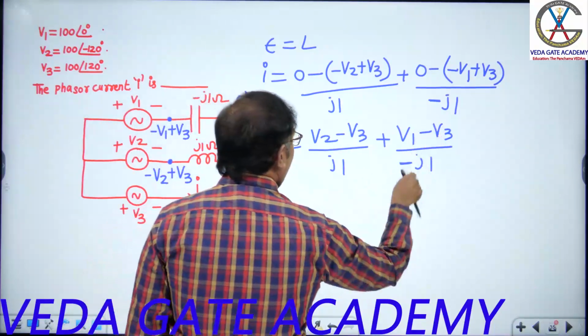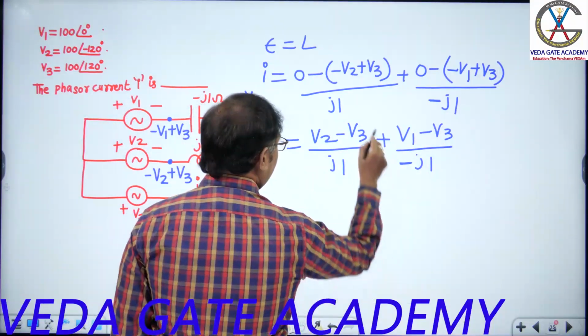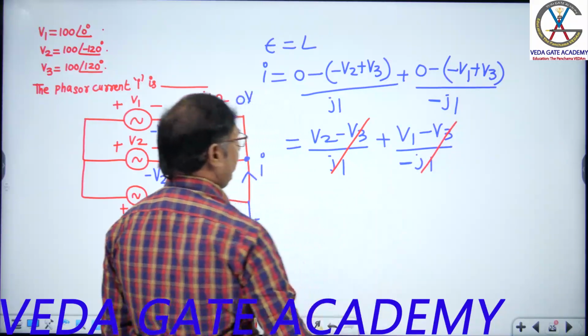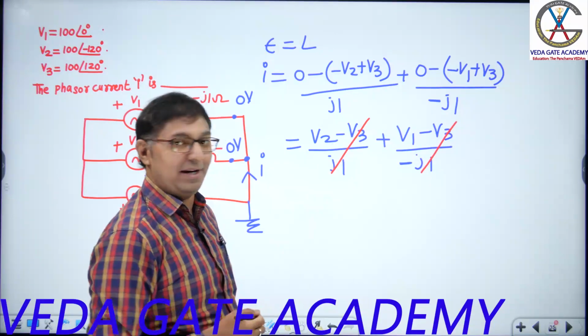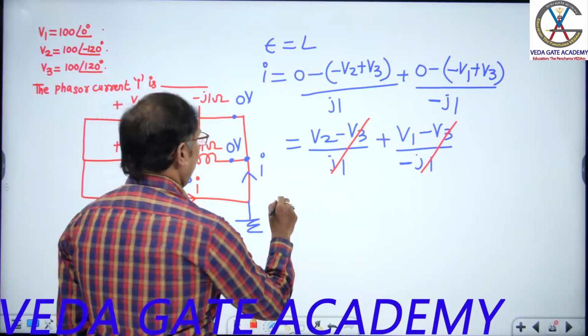V3 by J1, V3 by minus J1. What happens? V3 by J1, V3 by minus J1. Sir, minus of minus plus. This is plus, this is minus. Plus 1 minus 1 cancels. Obviously, what is I?